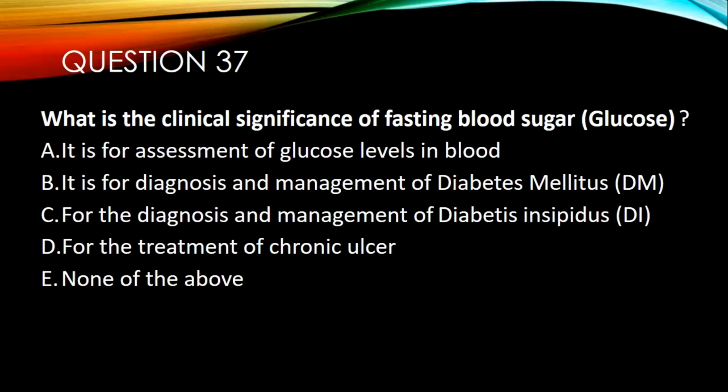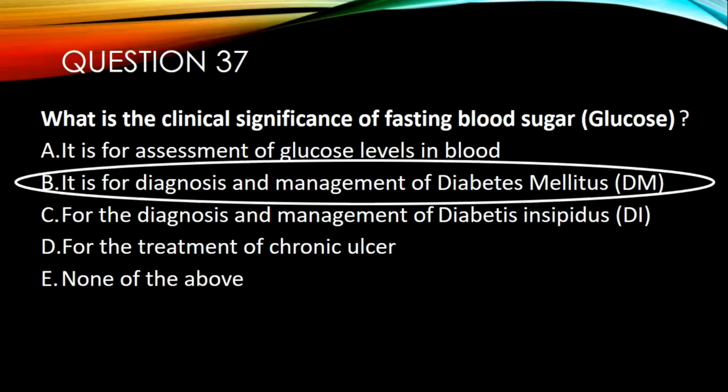What is the clinical significance of fasting blood sugar, or to be specific, fasting blood glucose? A, it is for assessment of glucose level in blood. B, it is for the diagnosis and management of diabetes mellitus. C, it is for the diagnosis and management of diabetes insipidus. D, it is for the treatment of chronic ulcer. E, none of the above. So what do you choose? It is for the diagnosis and management of DM.